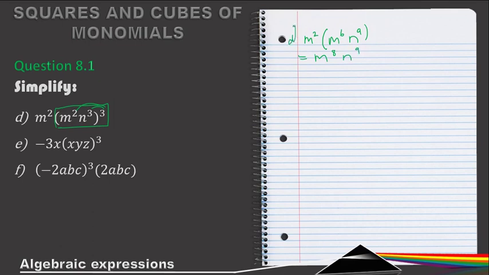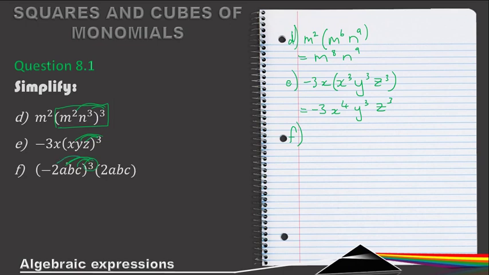That was d. And then for e, first we take the 3 in, so minus 3x, then that's x to the power of 3, y to the power of 3, z to the power of 3. And then we have negative 3, x to the power of 4, y to the power of 3, z to the power of 3.